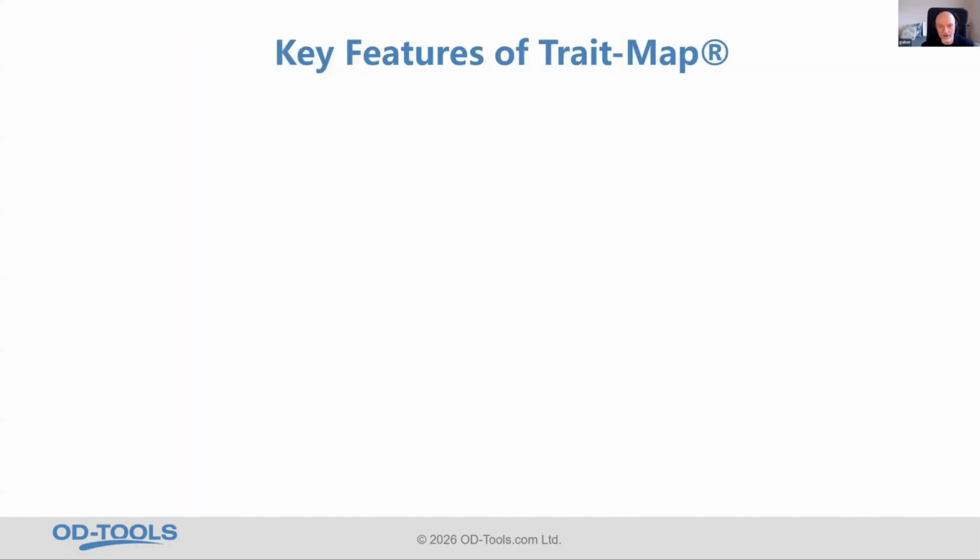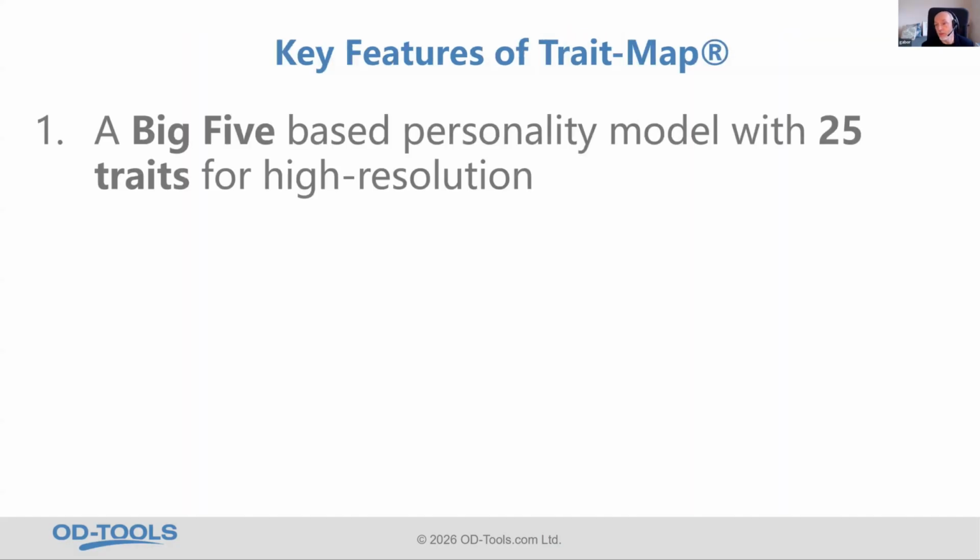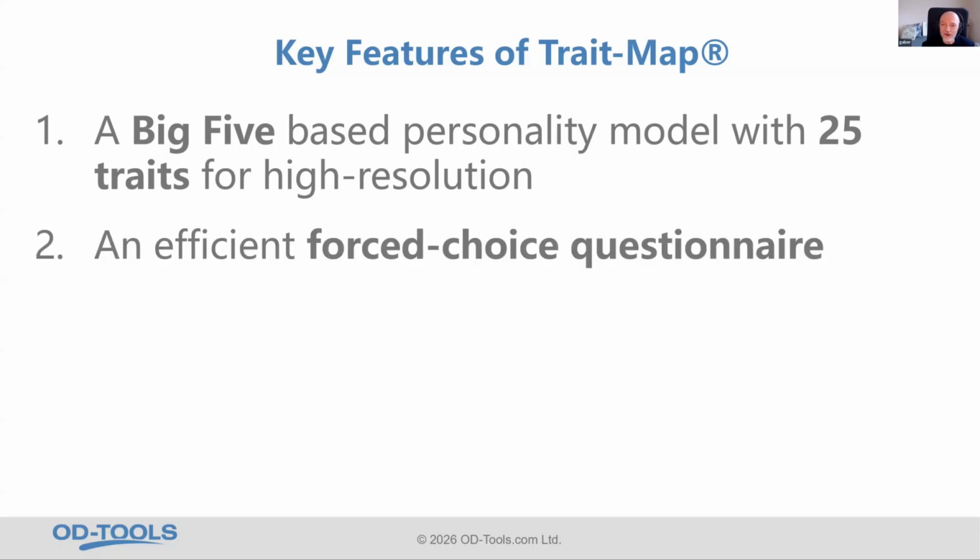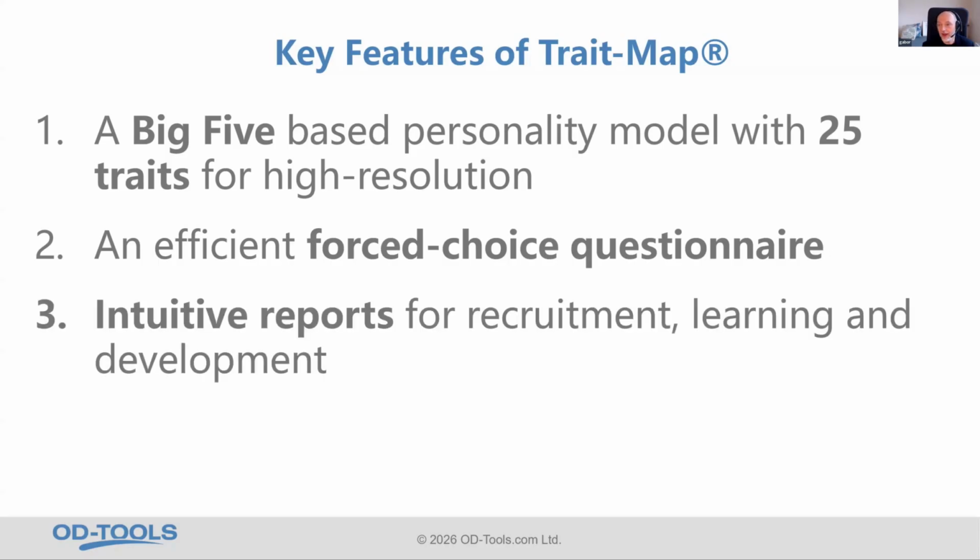TraitMap is a trait model with 25 traits along the Big Five. It is compatible with the Big Five. And it has a very unique and efficient forced choice questionnaire with combinatorial optimization, with lots of mathematics behind. It is a cutting edge, very advanced format, and it provides intuitive reports for recruitment, learning, and development.